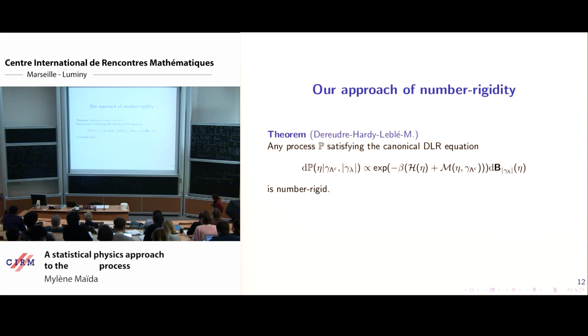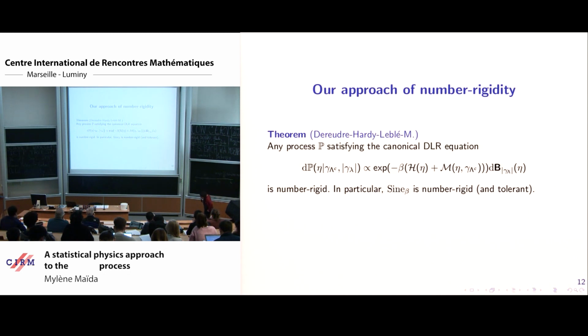So let's go. In fact, we don't show directly that sine beta is number rigid, but we show that any process satisfying our canonical DLR equation is number rigid. I rewrote the DLR equations, but here it's not necessarily sine beta. Maybe there is another solution, and it would also be number rigid. And of course, as we know that sine beta is a solution, we get that sine beta is number rigid. So how do we show this theorem?